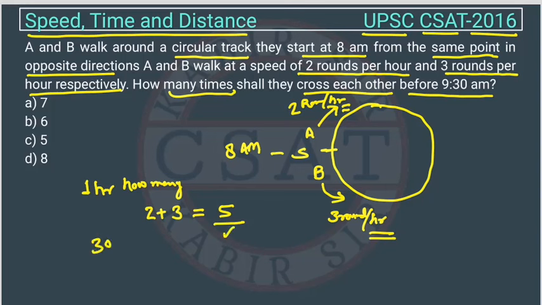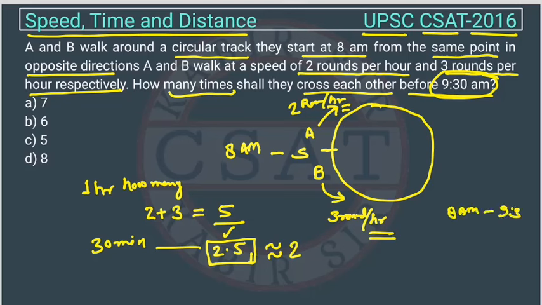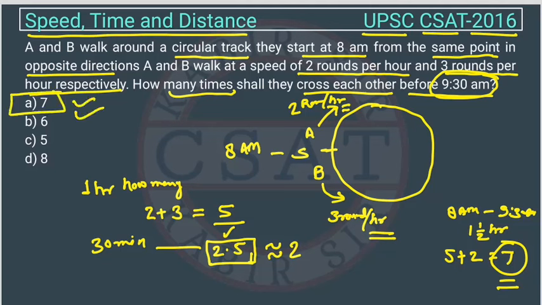In half an hour, in 30 minutes, they will meet half of it, right? 2.5. So 2.5 can't be a figure, so we will consider 2. So in half an hour they will meet 2 times. The question is asking before 9:30 am how many times they will meet. The difference between 8 am and 9:30 am is 1.5 hours. So it will be total 5 plus 2 is equal to 7. So they will meet 7 times, right? So the answer is option A.